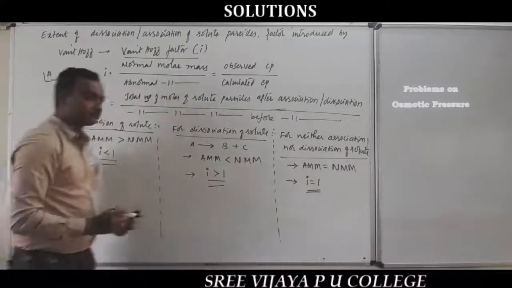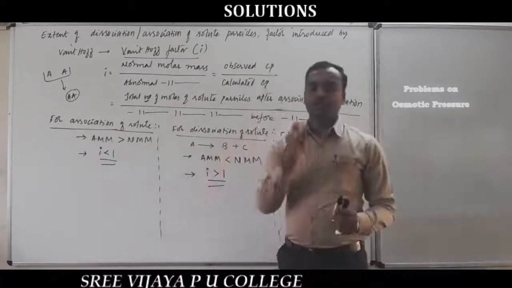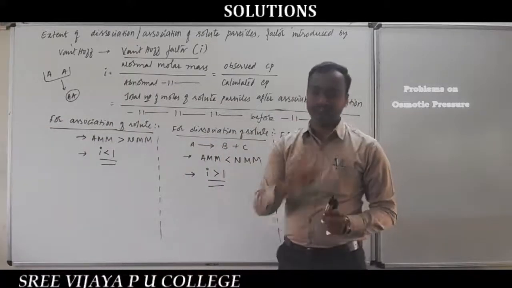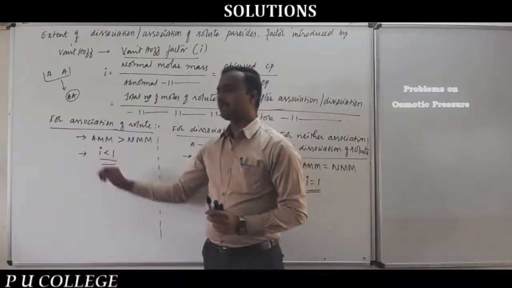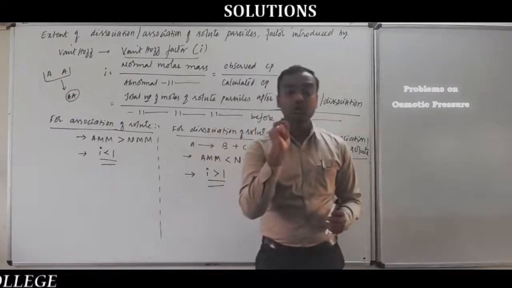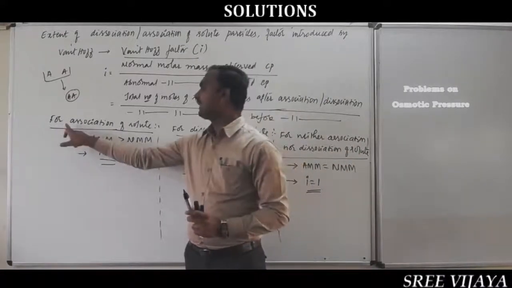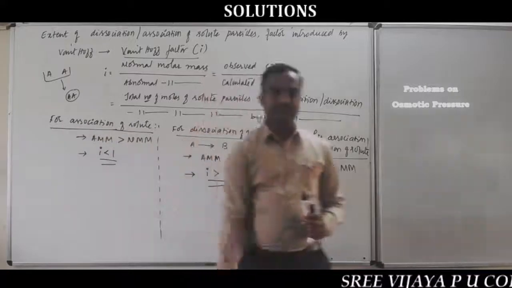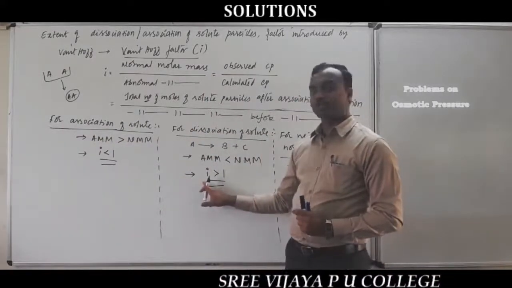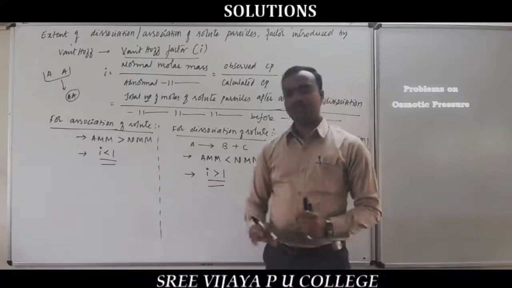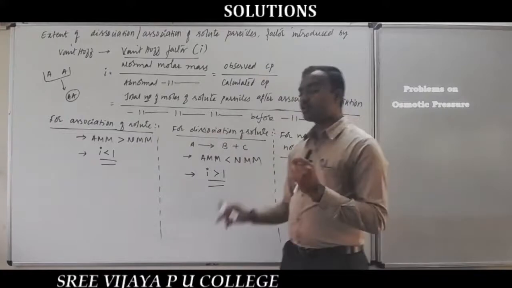For a solute, if the Van't Hoff factor is less than 1, what is the conclusion drawn from it? They ask this; it has already been asked as a one mark question in exams. So if the Van't Hoff factor is less than 1, what is the conclusion? The conclusion is that there is association of solute particles. Simple one mark question. Again, if the solute has an I value, that is Van't Hoff factor, greater than 1, the conclusion is that there is dissociation of solute particles.